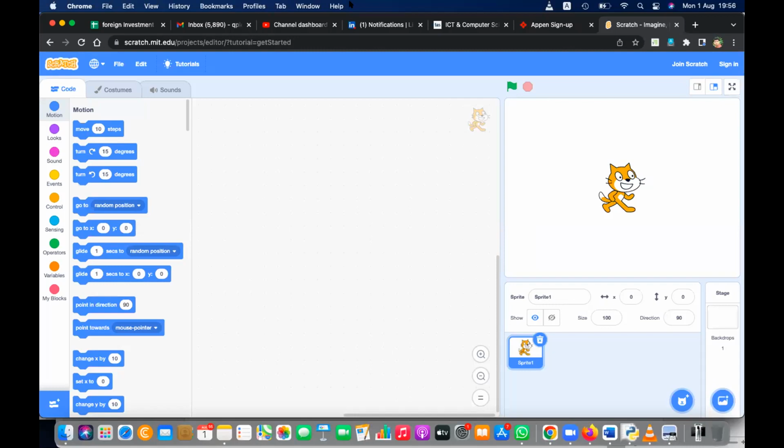Okay, the very first thing that I'm going to do, I'm going to initiate event. Events are in yellow color.